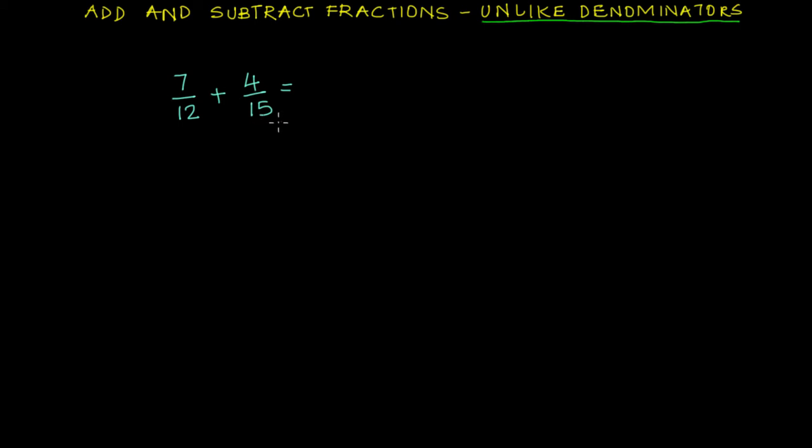7/12 plus 4/15. What we need is one number that is a multiple of 12 and a multiple of 15. So we need a common multiple. And the best common multiple is the least common multiple. So let me write that down. Least common multiple, also known as LCM. So let's figure out how to find the LCM of 12 and 15.